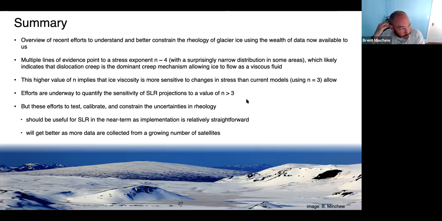But my intuition would be that with a higher value of n, I would guess that higher end projections become more likely relative to n equals 3. But I could easily be wrong about that, given the complexities of how the rheology feeds into this entire model structure. But nobody's done this study just yet.